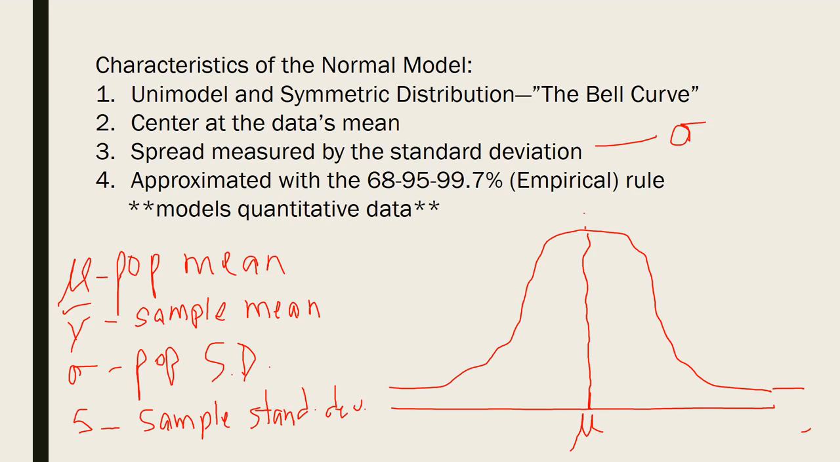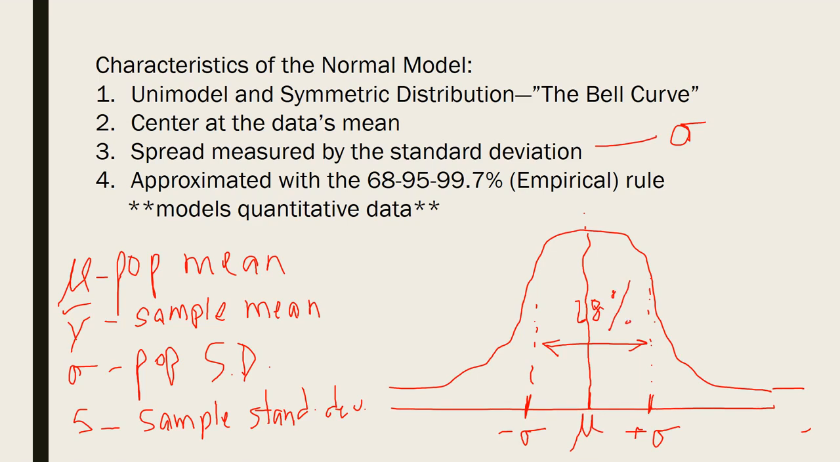So what does that mean? Well, within one standard deviation of the mean means we could go below the mean one standard deviation, and we could go above the mean one standard deviation, and we could say that, between those two markers, that's within one standard deviation of the center, the mean, then 68% of all of the data in a normal distribution exists between those 2 points.